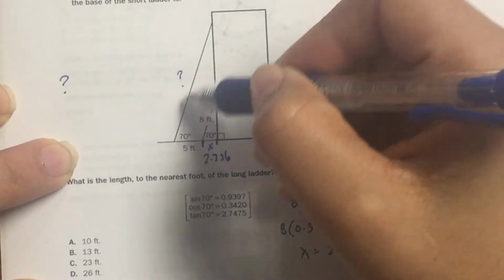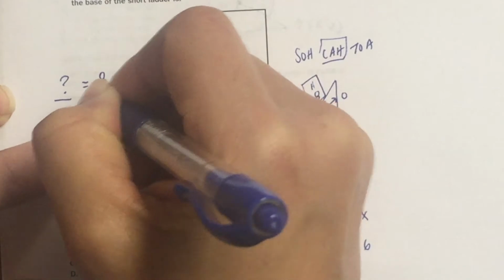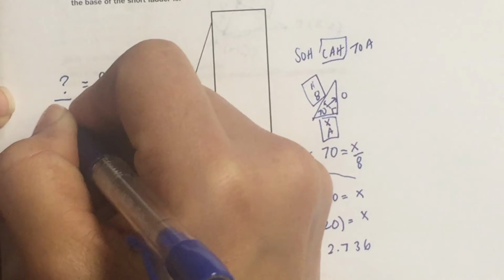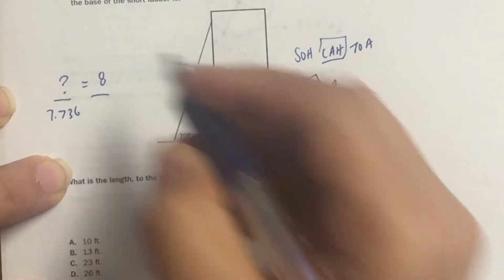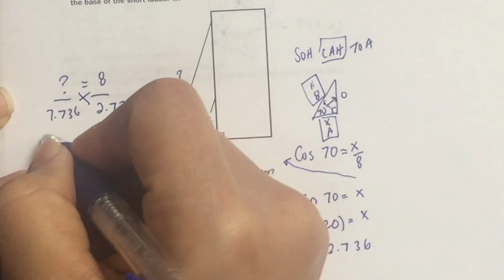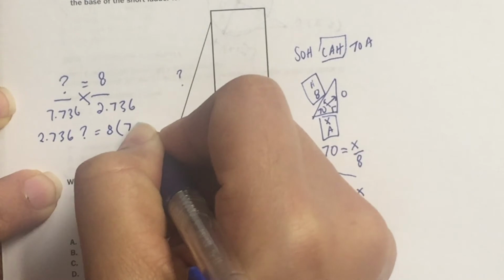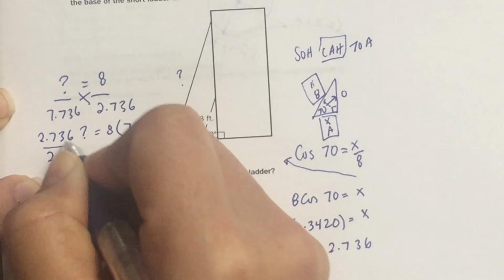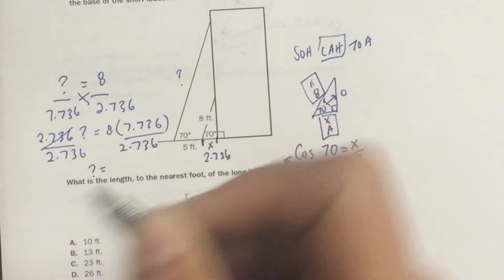So question mark, big triangle, goes with little triangle. And then big triangle on the bottom, so 5 plus 2.736, so that's going to be 7.736, goes with little triangle on the bottom, which is 2.736. All right, cross multiply and divide, so you're going to get 2.736 question mark equals 8 times 7.736. Then divide both sides by that 2.736, so that goes away. And just put that in the calculator to find my question mark.